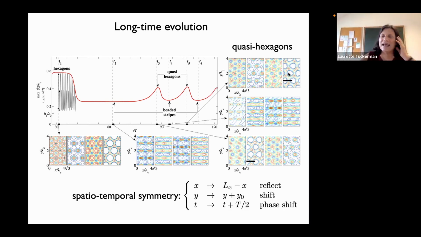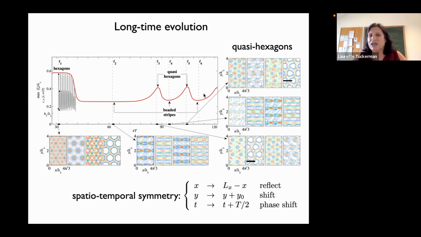And so this whole quasi-hexagon thing has a spatial-temporal symmetry where if you go from this picture to this picture, so a different one, t plus t over 2, that's to say from here to here, so you bring this over here, you shift in y, and you reflect in x, you'll get the same thing. So for those who like symmetry, this is very cute. There's a relationship between this one and this one that's gotten by doing this shift and reflect.